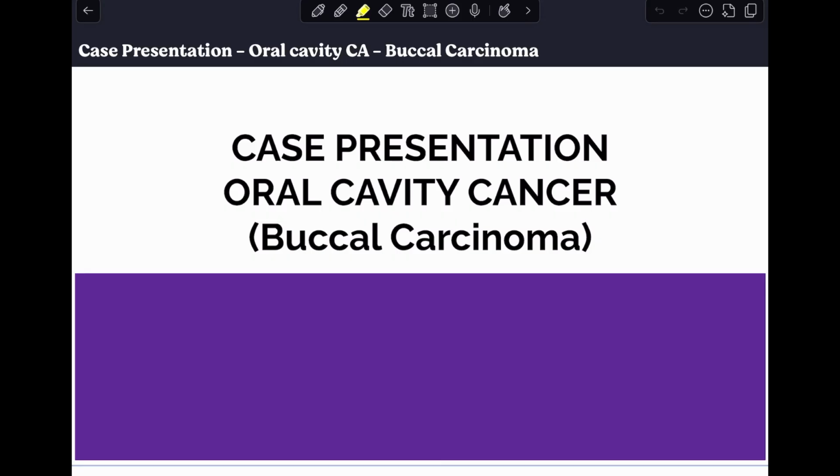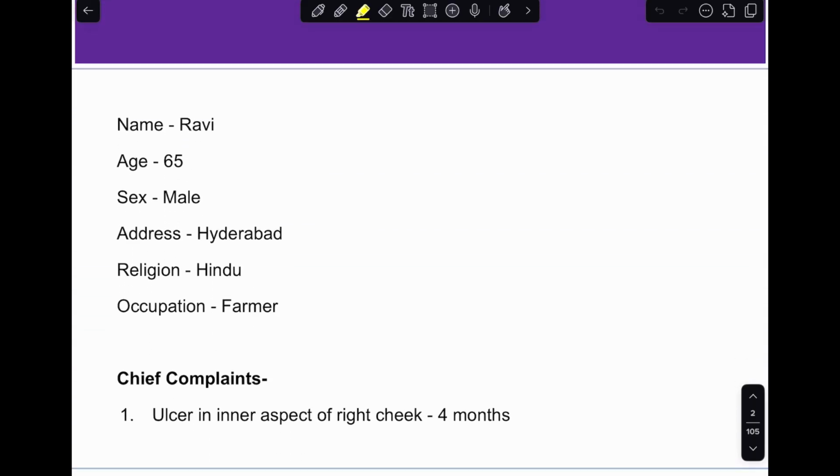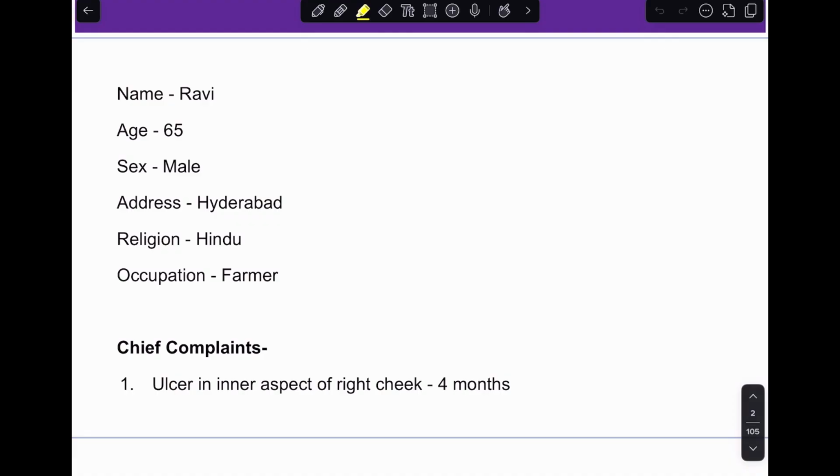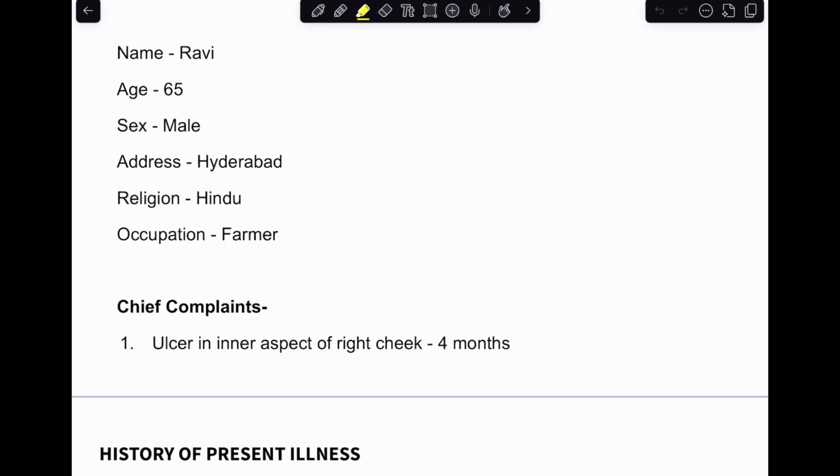Okay, so let's get started. Our patient is Ravi, a 65-year-old male residing in Hyderabad, farmer by occupation, who came with a chief complaint of ulcer in the inner aspect of the right cheek since the last 4 months.